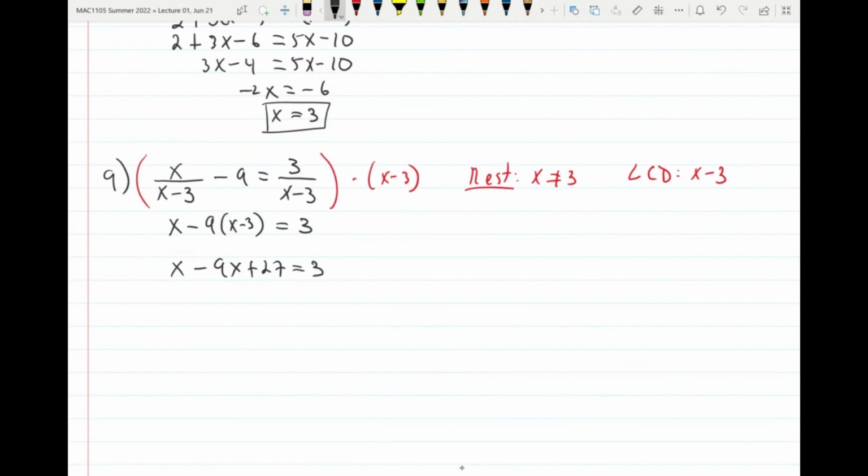So what is this? Negative 8x. I'm going to go ahead and already move the 27 over, okay? So we get negative 24. So what do we get for x? 3. So we get x equals 3. Are we done? No. Is this a solution? No. Why? Because of the restriction.